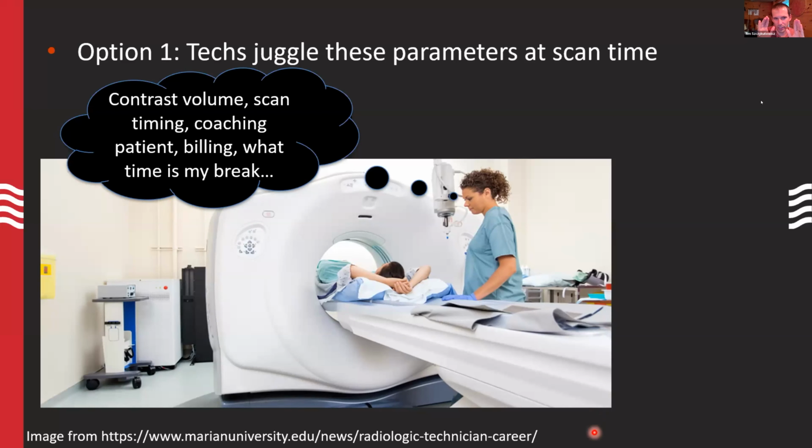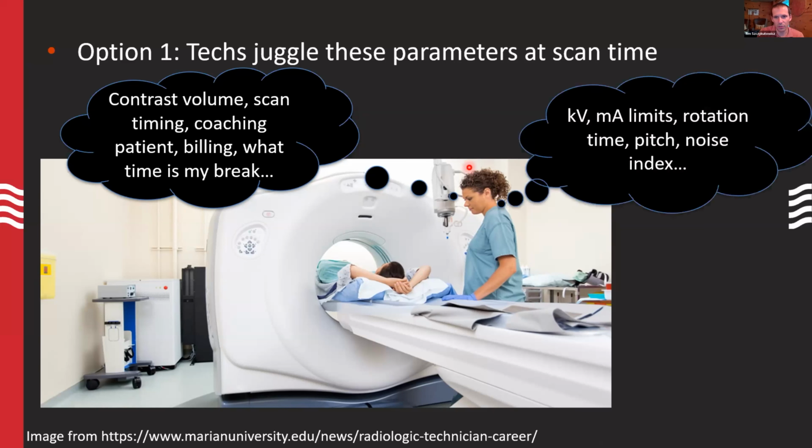They want to focus on contrast volume, how's the venous access, what's our scan timing for this protocol again? I'd better make sure I coach that patient and explain what's going to happen over the next several minutes. How am I going to bill this patient? When's my break? Or, I've got to use the restroom. All sorts of human things that are not related to physics. But when it comes to the actual physics, they have a lot of complicated things that we might be asking them to think about.